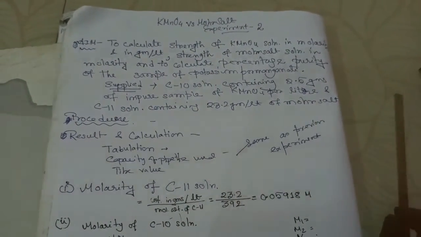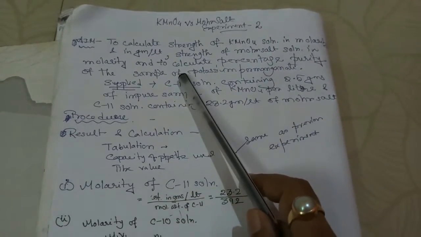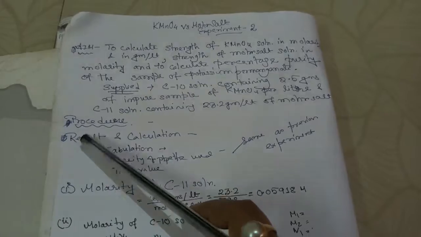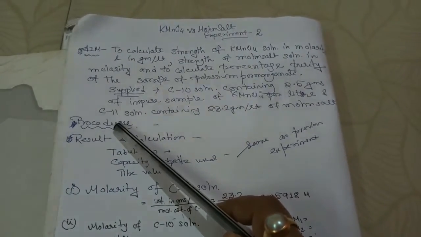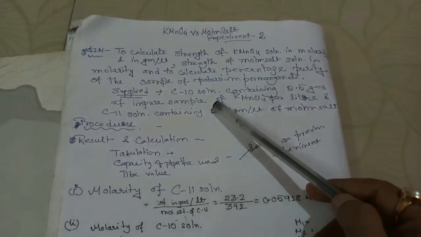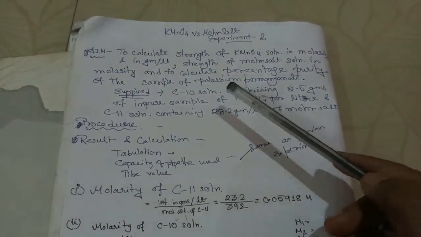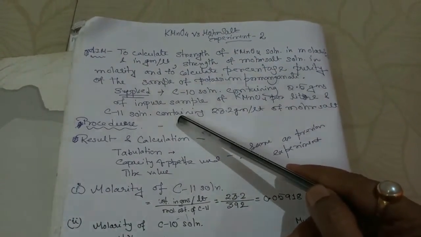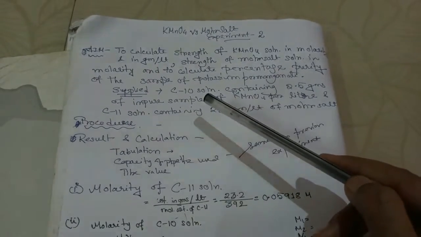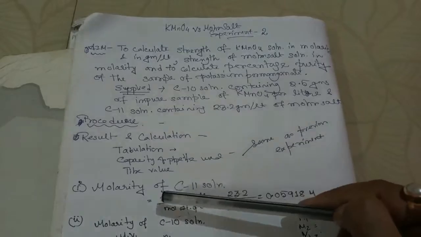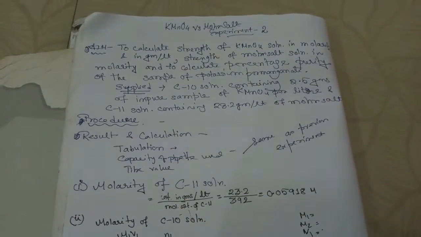Today our aim is to calculate the strength of KMnO4 solution in molarity and in gram per liter, and also to calculate the percentage purity of KMnO4 in the given sample. The KMnO4 solution is C10 as it was on the previous day, and the Mohr's salt solution is C11. We need to calculate the strength of the Mohr's salt solution as well in terms of molarity.